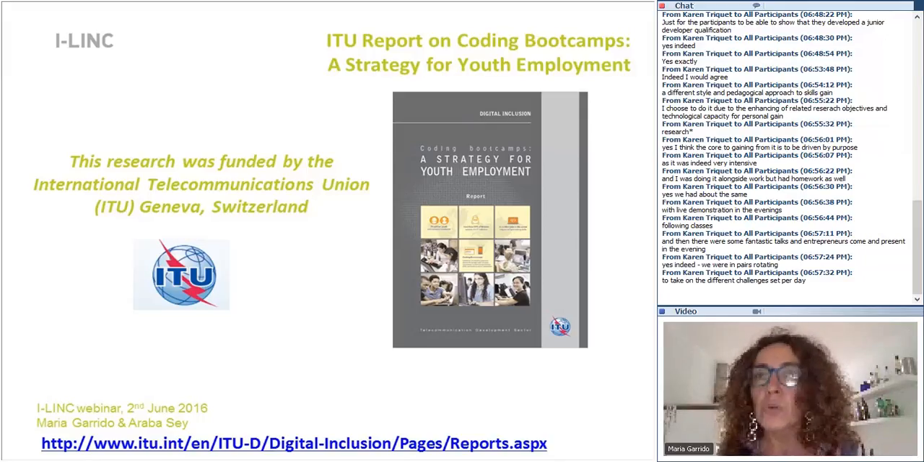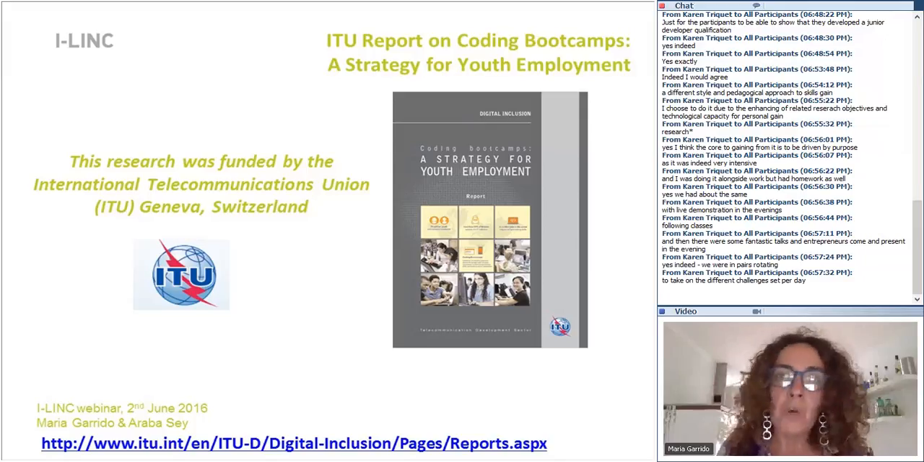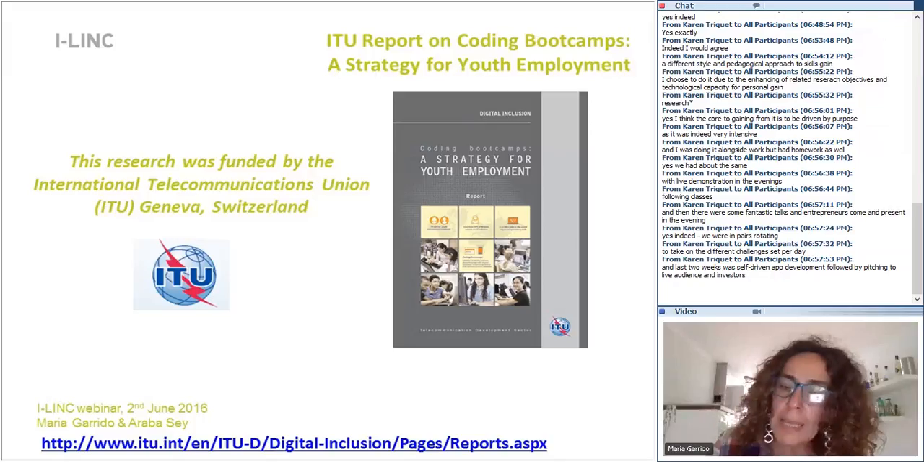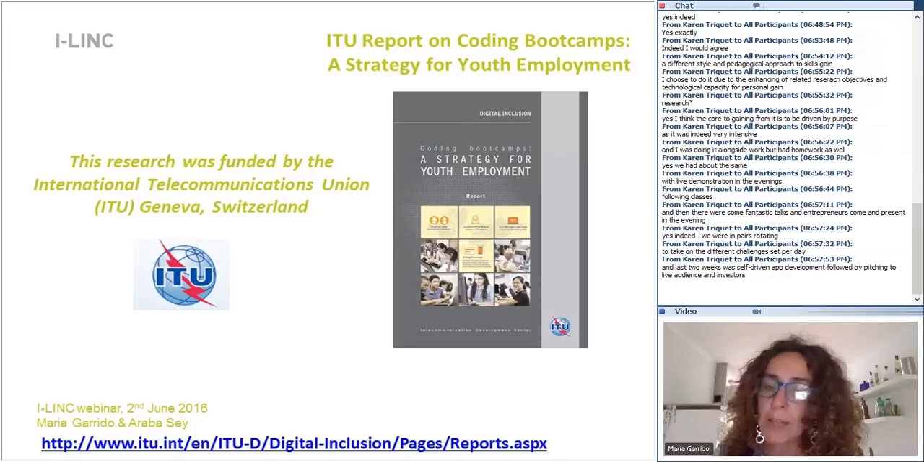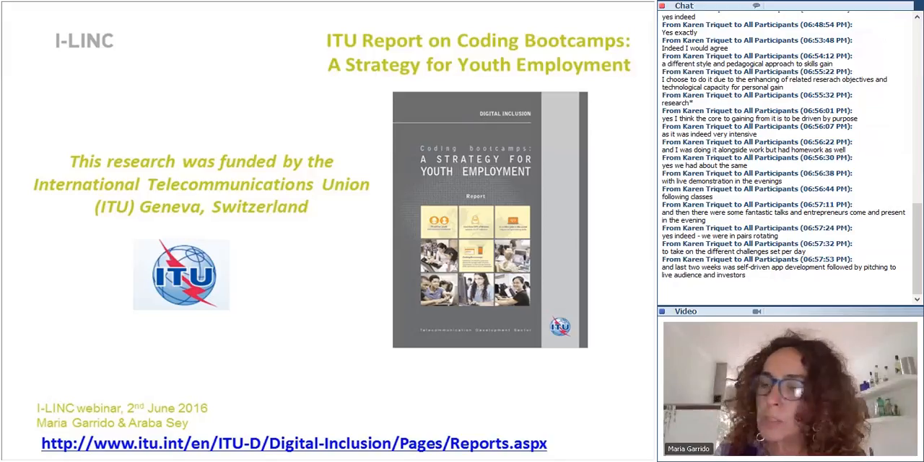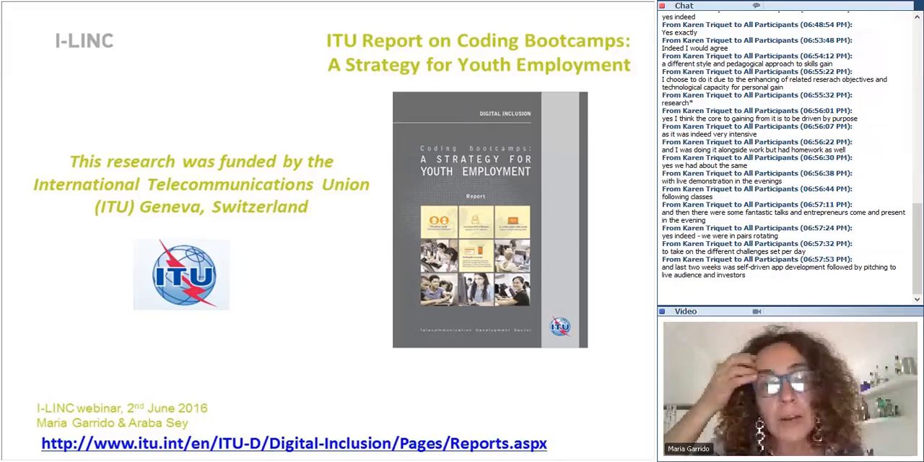And going back to her very important point, it's just a very different way and pedagogical approach to training. She said that the last 2 weeks were self-driven application development, followed by pitching to a live audience and investors. So they have that component. We read that in some of the other coding bootcamps, they actually brought investors at the end of the training, like in the case of Karen, a live audience, for people to pitch their ideas to actual investors.